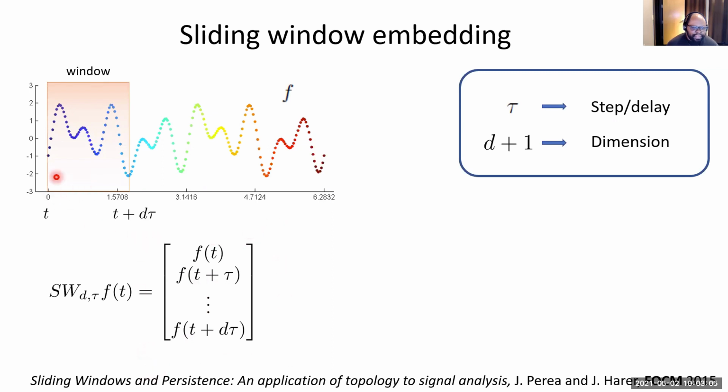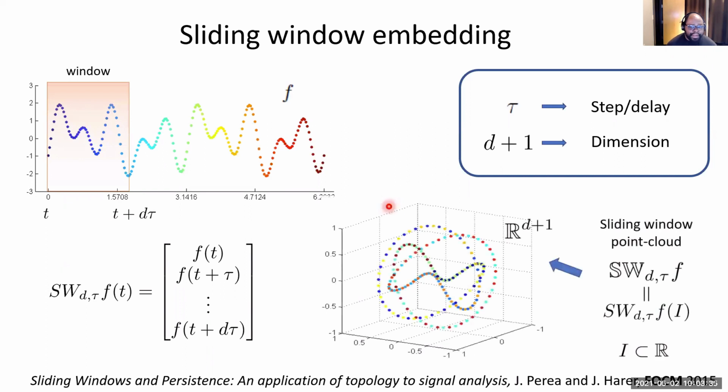So again, if f has values in the real numbers, then this would be a point in R^(d+1). But if you are taking values in any other metric space, then this would be something in the (d+1)-fold Cartesian product of the metric space. The reason this is called sliding windows is that this vector is essentially discretizing the graph that lies in the window between t and t plus d tau. And sliding the window means varying t. When you do that, you get a point cloud in your high dimensional observation space.